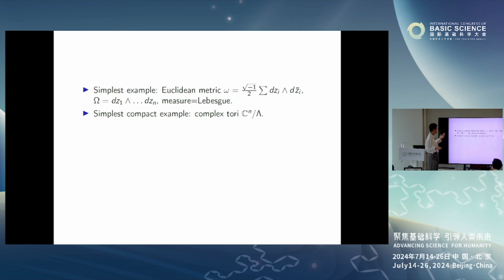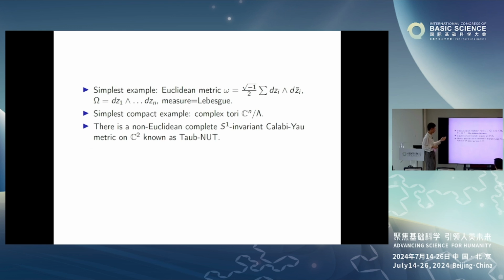So the simplest example that you can write down is just the Euclidean metric. Here omega looks like this, capital Omega is like this, and the measure is just Lebesgue measure. And the simplest compact example, and essentially the only compact example which can be written down completely explicitly, is just a complex torus, C^n over Lambda, where Lambda is a lattice. Just for general interest, there is a non-Euclidean complete circle-invariant Calabi-Yau metric on C^2 called the Taub-NUT metric. And this example tells you that in general this is not that easy to classify. So even on C^2 there are examples which are not Euclidean.